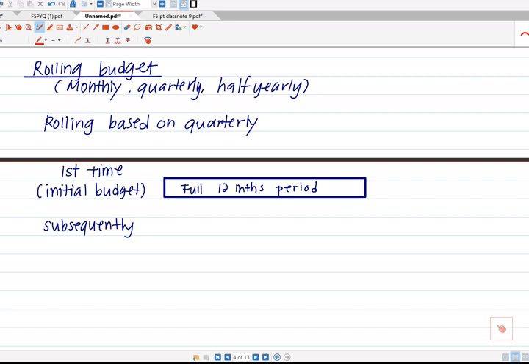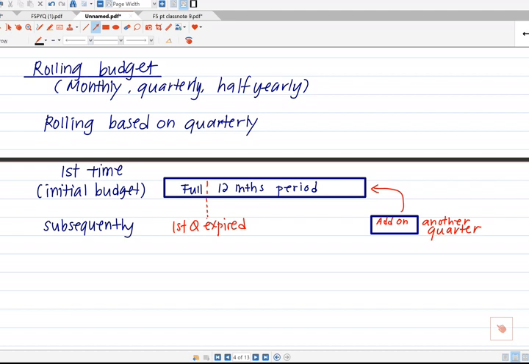Subsequently, when the first quarter expires, what do we do? We will have to add on another quarter. So at the end of the day, if you realize, my budget is still for the full 12 months period, it is still over the 12 months period.